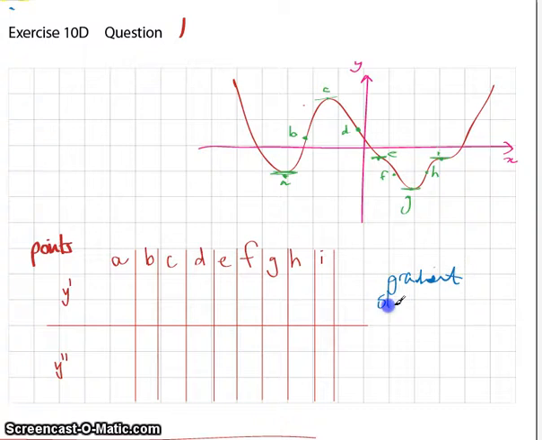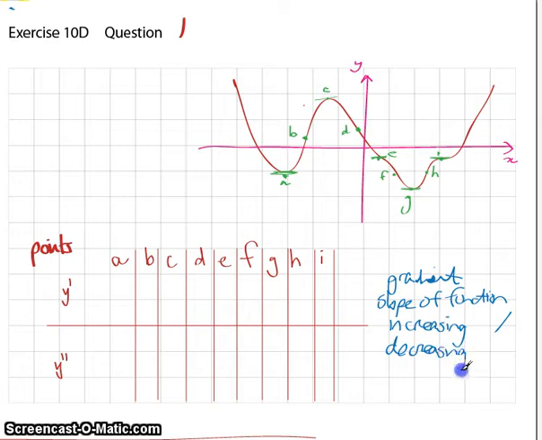so that is the slope of the function. And so what we're looking for here is increasing function, which means it's going up, decreasing means it's going down, or that it could be stationary. There's a little flat spot where the gradient is zero. That's for the first derivative.